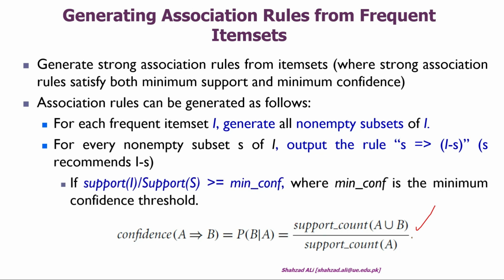We have to keep two things in mind when we generate association rules from frequent item sets. The first one is, for each frequent item set I, generate all non-empty subsets of I. And the second step is, for every non-empty subset S of item set I, output the rule S implies I minus S. You have to keep in mind these two points for generating association rules from frequent patterns.